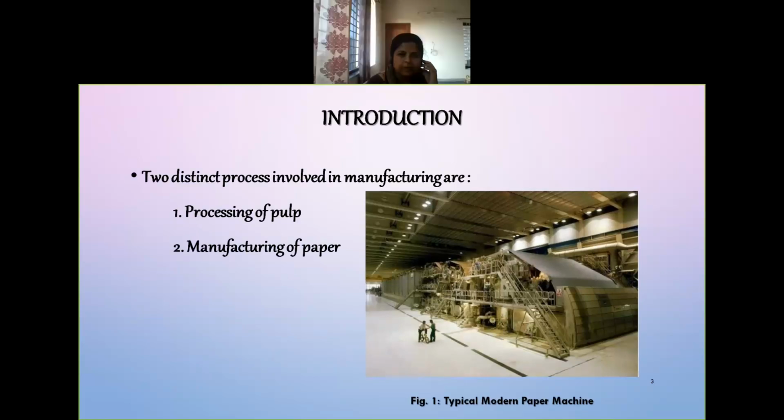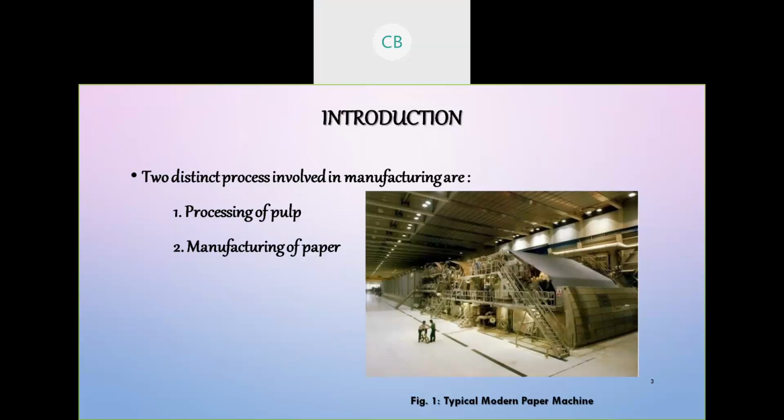There are two distinct processes in which the manufacturing process takes place. One is the processing of pulp and the manufacturing of paper. Usually, processing of pulp is done by using wood. The cellulose fibers are freed from the lignin, where they are cemented together. It can be done through mechanical processes or chemical processes.